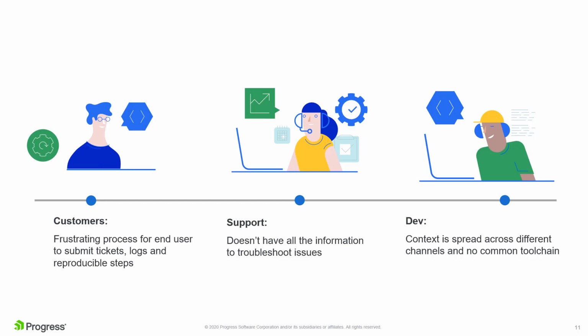Finally, for development teams, the context to the issue is spread across different channels like the support system, logs, email, call transcripts, and so on and so forth. Moreover, there is no common tool chain for development and support teams to collaborate and fix the issue.